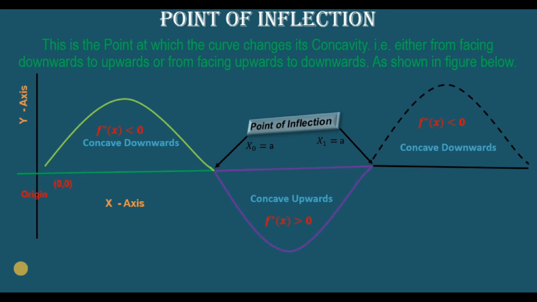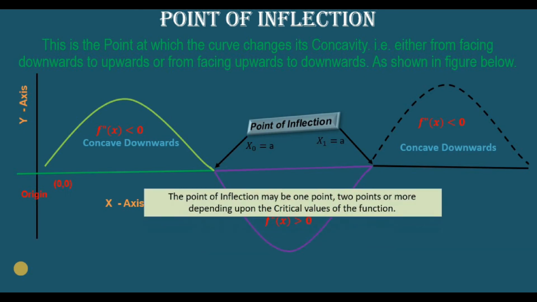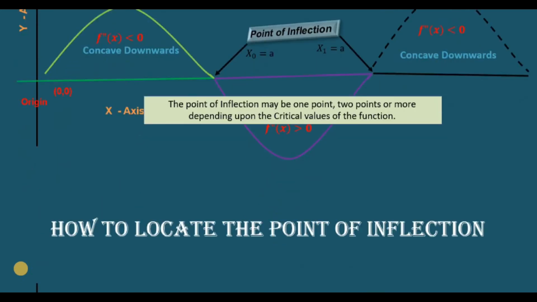And so on. So the point of inflection is x0 is equal to a, and in another case if it has more than one point, x1 is equal to a. So these are the 2 points of inflection shown in the figure. The point of inflection may be 1 point, 2 points, or more, depending on the critical values of the function, as we have already seen in the figure.